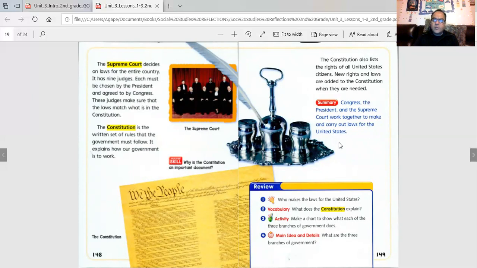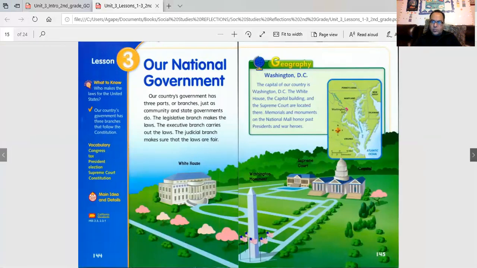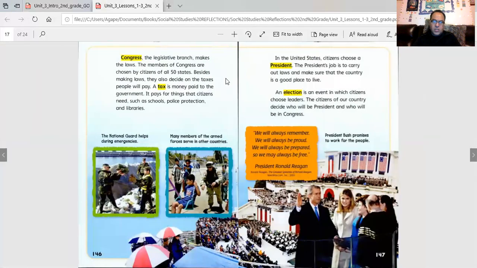To summarize, Congress, the President, and the Supreme Court work together to make and carry out laws for the United States. To review, who makes the laws for the United States? Think about this. Who makes the laws to the United States? Think about the words in bold and think, who makes the laws?